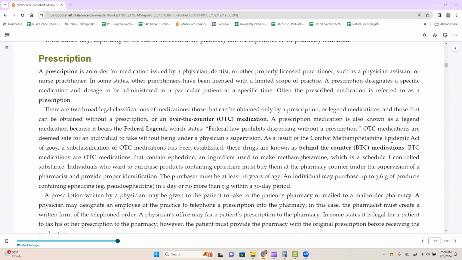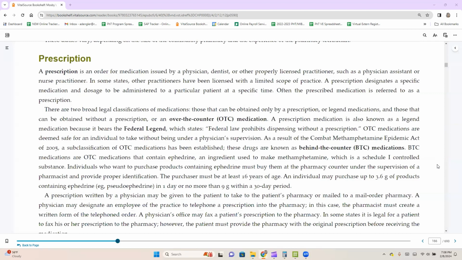There are two broad legal classifications of medications: those that can be obtained only by a prescription, or legend medications, and those that can be obtained without a prescription, or over-the-counter medications. A prescription medication is also known as a legend medication because it bears the federal legend, which states a federal law prohibits dispensing without a prescription. OTC medications are deemed safe for an individual to take without being under a physician's supervision.